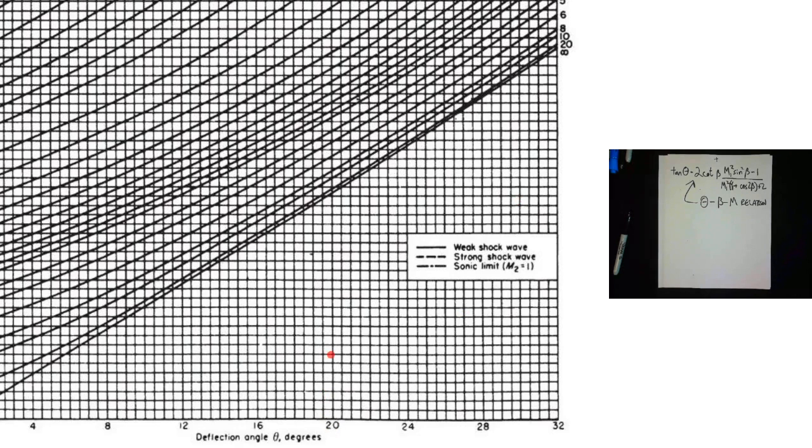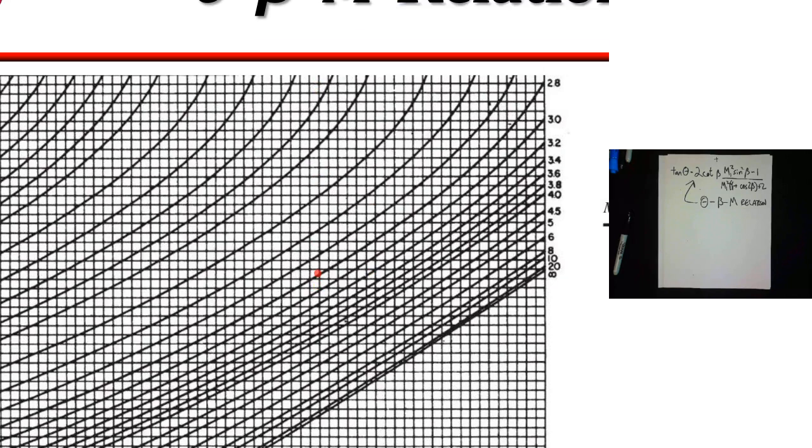So find my 20-degree line. I roll up the 20-degree line. Okay, there's 20 degrees. Let me just mark that one, about there, I promise. And then there's Mach 3, so I'll go down that line. And where they meet, I can read off the wave angle.